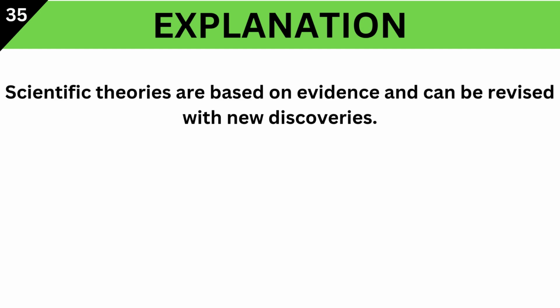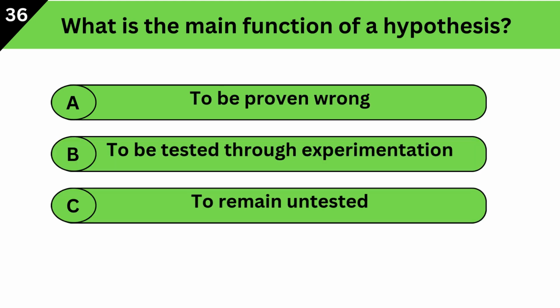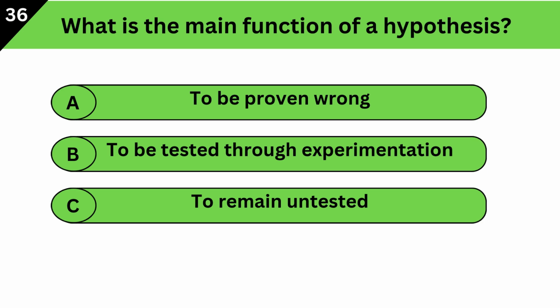Explanation. Scientific theories are based on evidence and can be revised with new discoveries. What is the main function of a hypothesis? Option A. To be proven wrong. Option B. To be tested through experimentation. Option C. To remain untested.